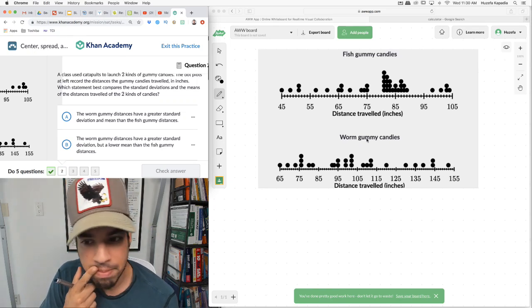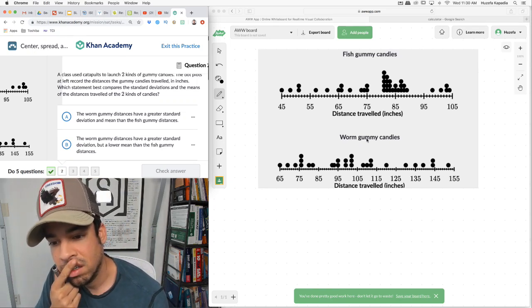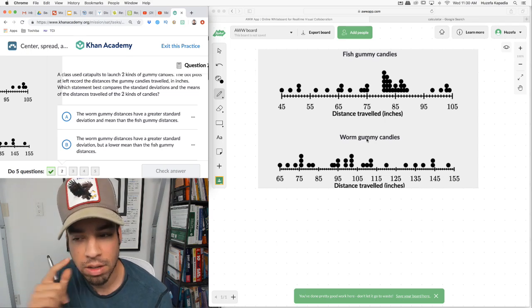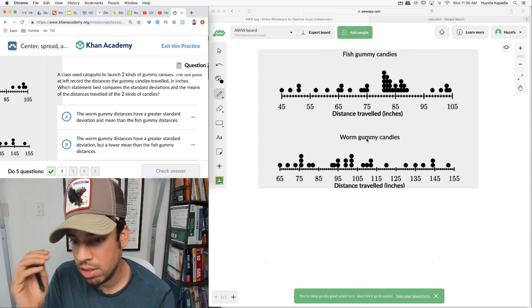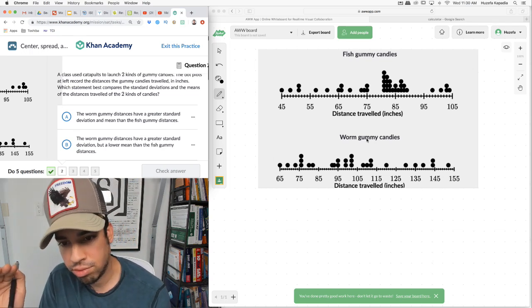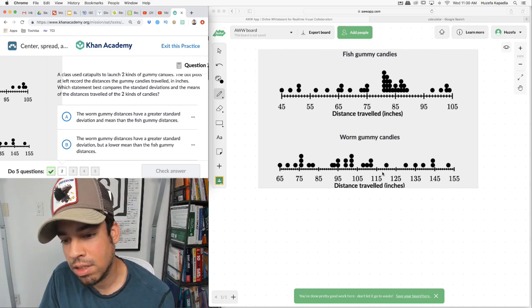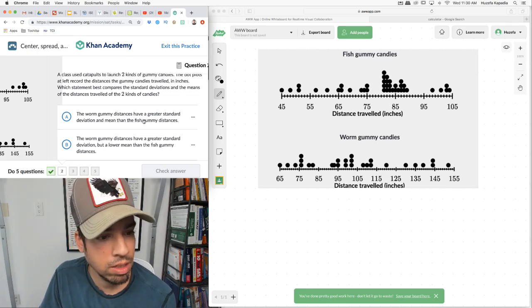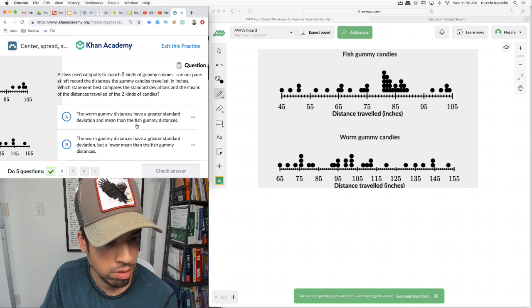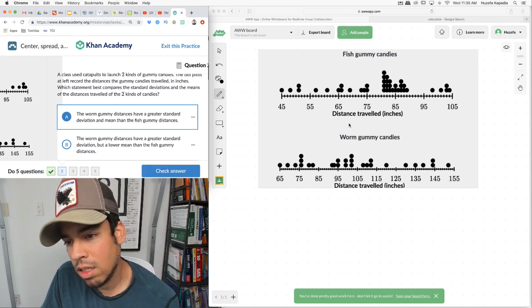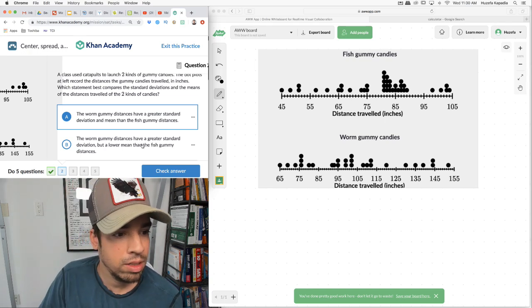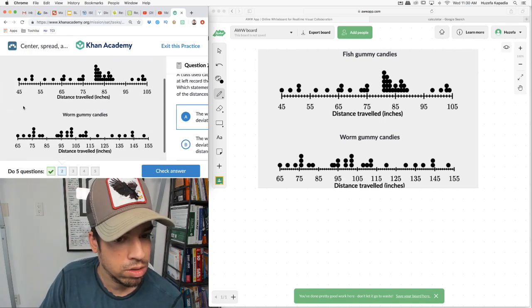And then the mean is probably going to be higher for, oh God, because I obviously don't want to calculate, that's craziness. I'm guessing the mean is higher for the worm gummies. I'm guessing they're higher for both. Yeah, I think it's both. But let's look at this a little bit more carefully now. How many did they throw? Did they give me more details?